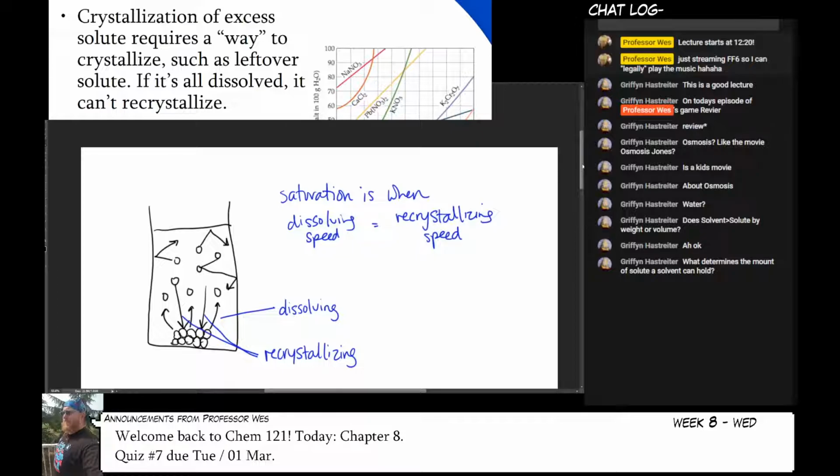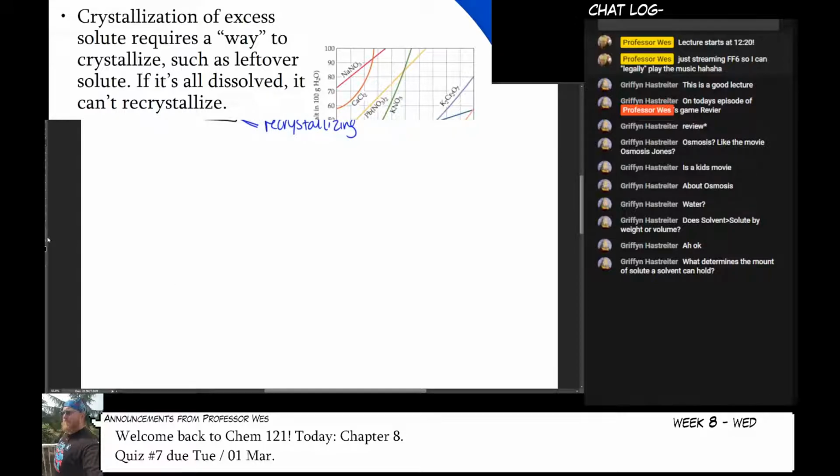Now, what happens if I put in a solution and everything is dissolved and there's no solid down here at all?